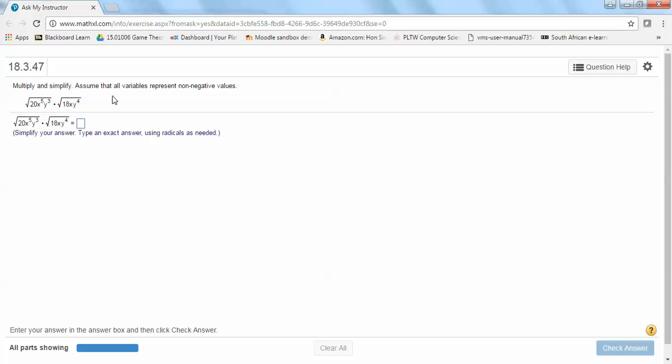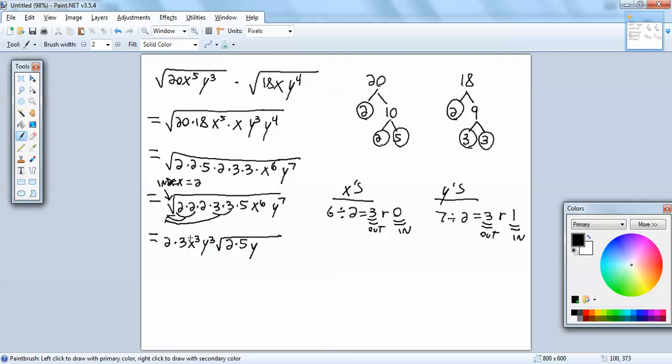Now the instruction says assume that all variables represent non-negative values. What that's telling us is that we don't have to worry about these being negative. You can't have a negative number come out of a radical. So 2 times 3 is 6, x to the third, y to the third. And we're left with 2 times 5, which is 10, y inside. And that'd be our answer.